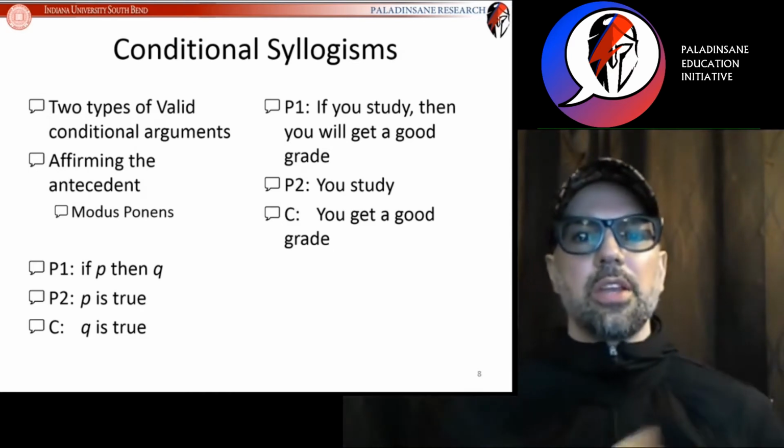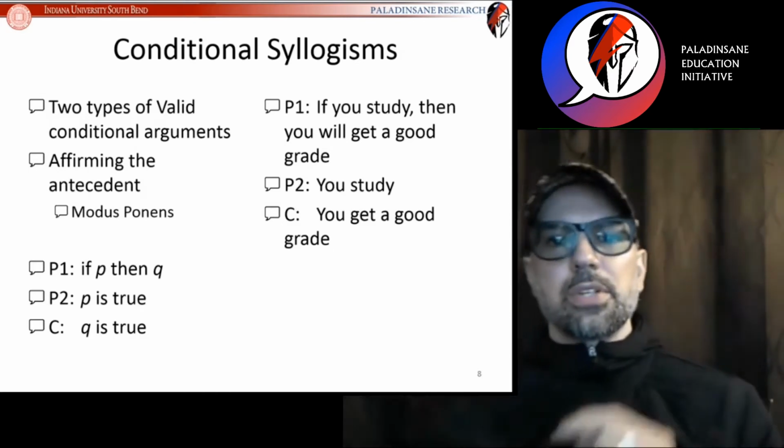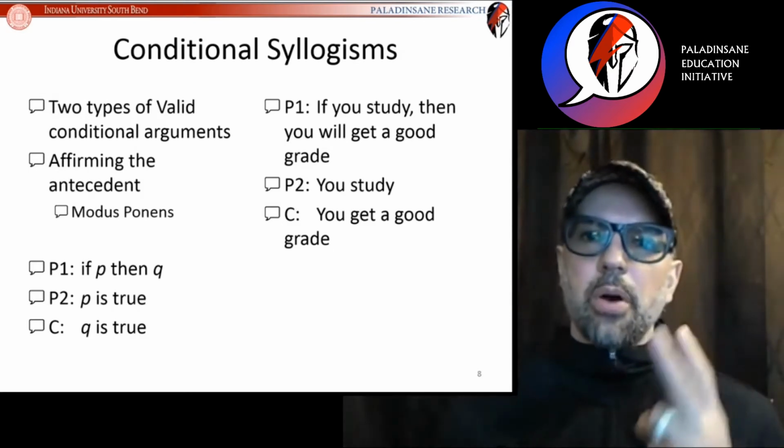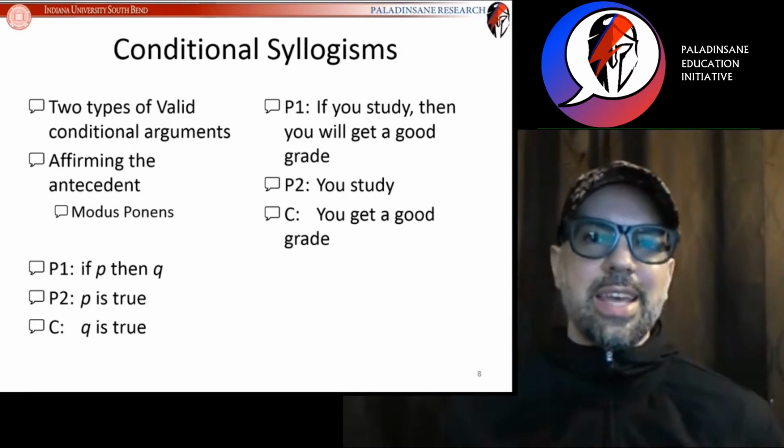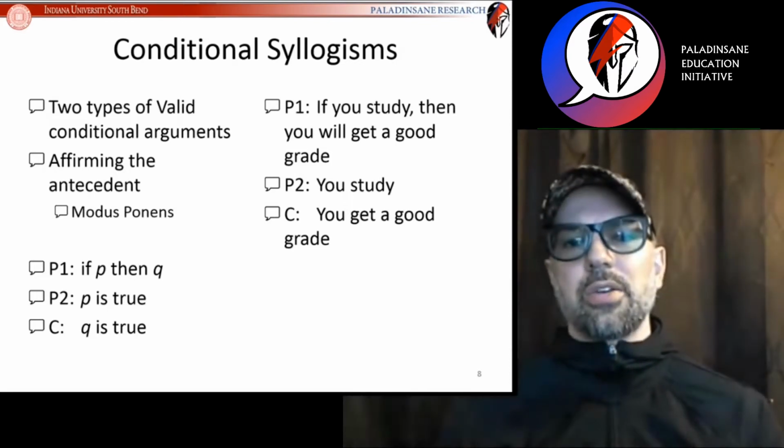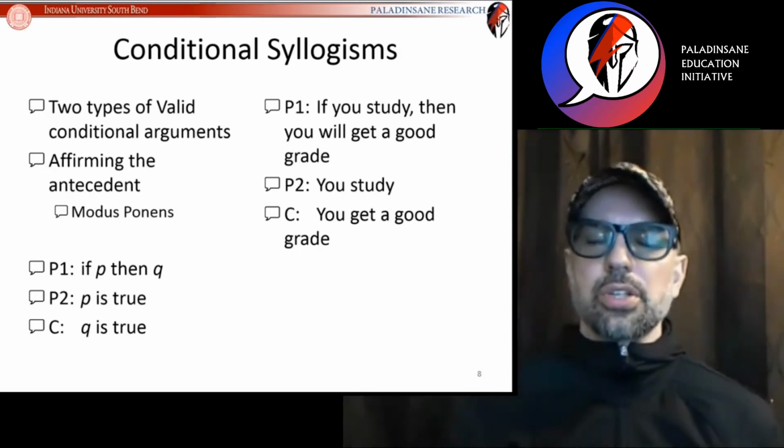So if you study, then you will get a good grade. Premise number 2, you study. If both those premises are true, you are guaranteed that you will get a good grade. You're guaranteed that the conclusion will occur.